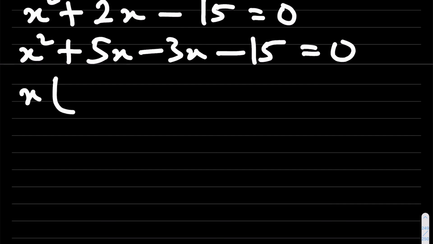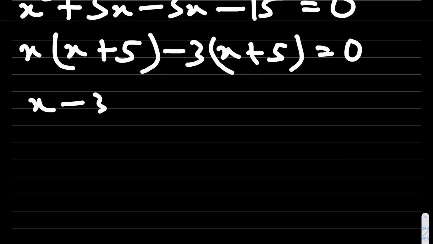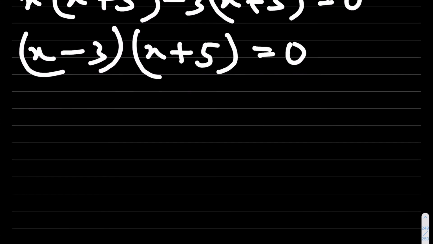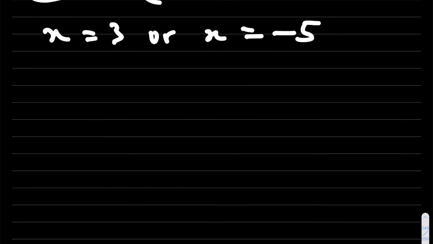And that simply means x into bracket x plus 5 minus 3 into bracket x plus 5 equals 0, which means x minus 3 times x plus 5 equals 0. And this simply means x minus 3 equals 0 or x plus 5 equals 0. And that means x equals 3 or x equals minus 5. And that's the answer simply: x equals 3 or minus 5.